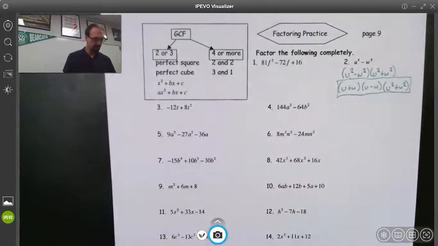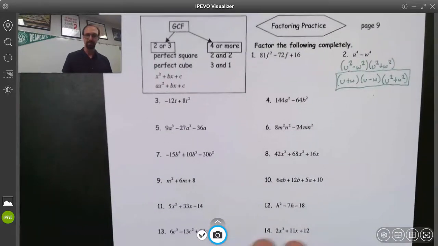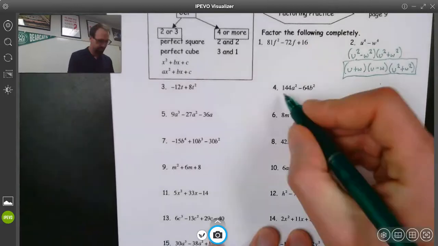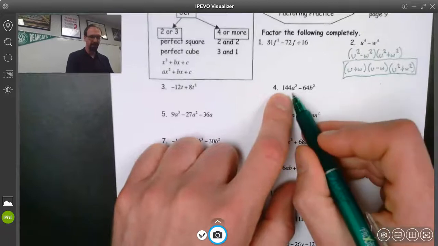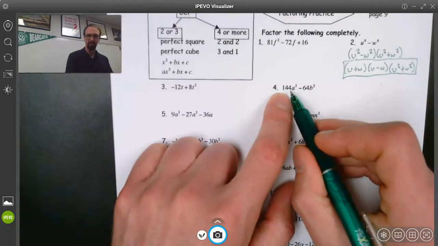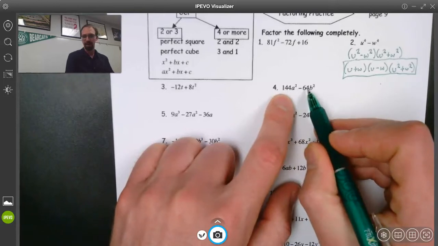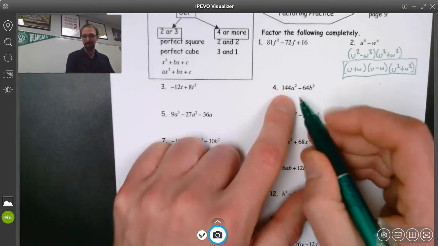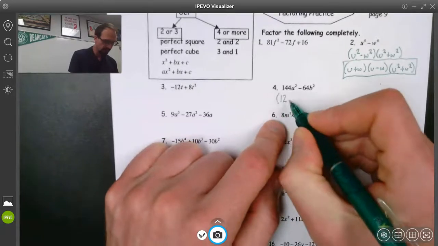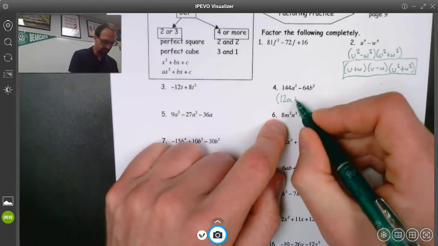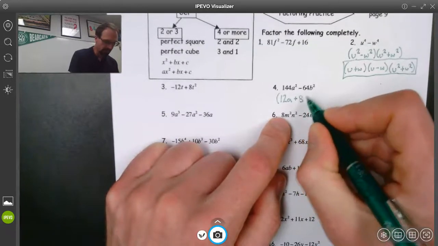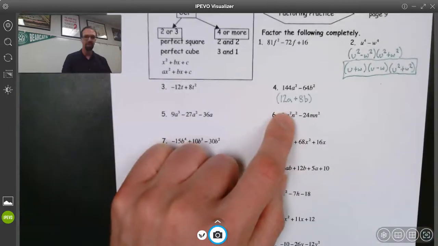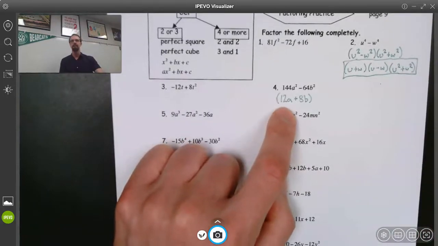Number 4, I have 144a squared minus 64b squared. Again, this is a difference of squares. I'm approaching it that way and not factoring out any other part first because of that 144. You're going to see what's going to happen here shortly. So again, 12a, and then let's do plus, what do I have? 8b. And then you should immediately see, oh wait, we can factor something out of this.